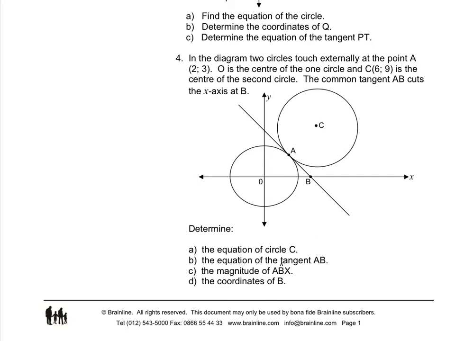Then question 4D, we have to determine the coordinates of B. In other words, where will the tangent cut the x-axis? So we will make the y value 0 in order to find the corresponding x value at that point. You may now start with the activity. First complete it before you listen to the memorandum discussion.